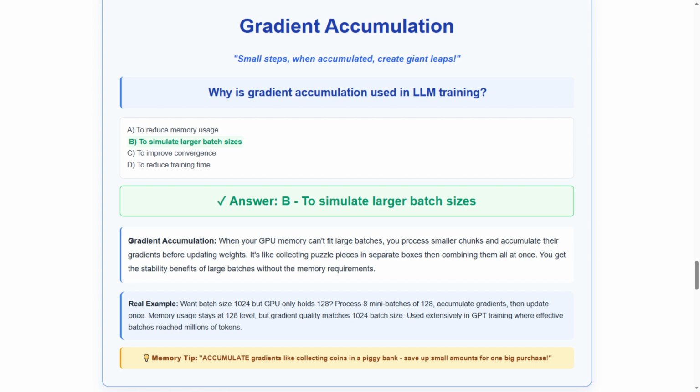Why simulate larger batches? Your GPU might only hold 128 samples, but you want the stability of 1024 samples. Gradient accumulation processes 8 mini batches of 128, accumulates their gradients, then updates once. You get large batch stability with small batch memory requirements. It's essential when training massive models that won't fit otherwise. Memory aid: accumulate gradients like saving coins in a piggy bank. Collect small amounts for one big purchase.